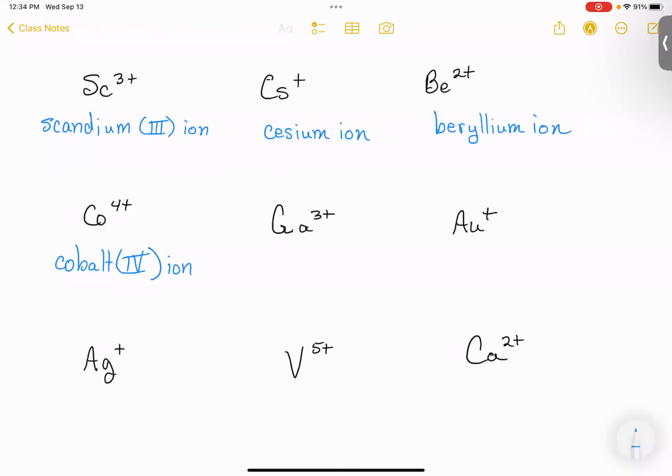So with the Roman numerals, is the rule, if it's not in the stair step, you use the Roman numerals, or if it's not in group 1 or 2? Correct. If it's a metal and it's not in group 1, it's not in group 2, and it's not in the stair step, then you use the Roman numeral.